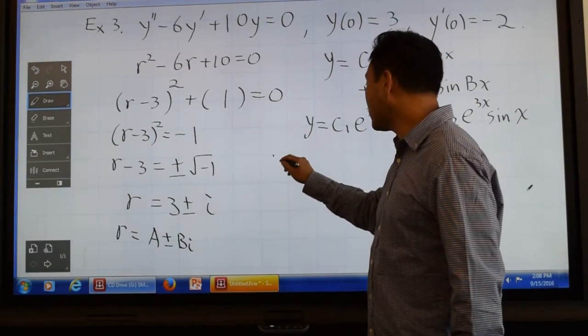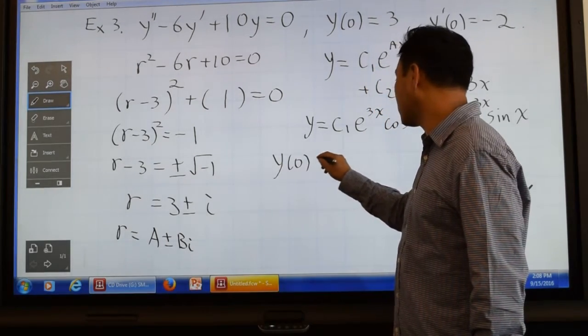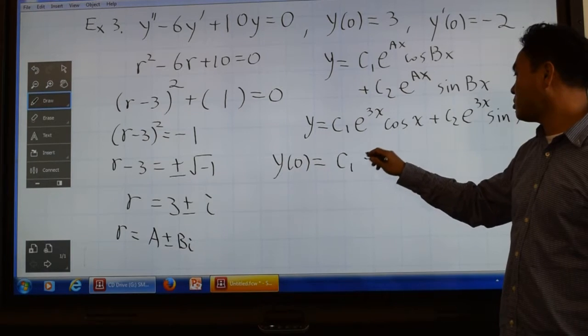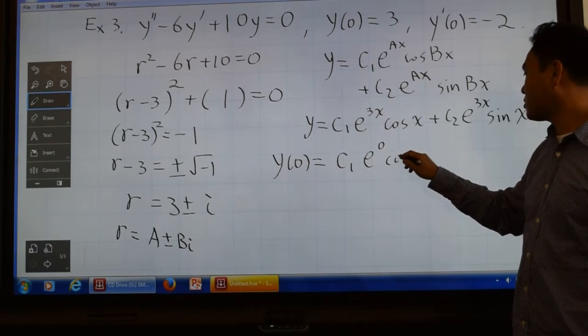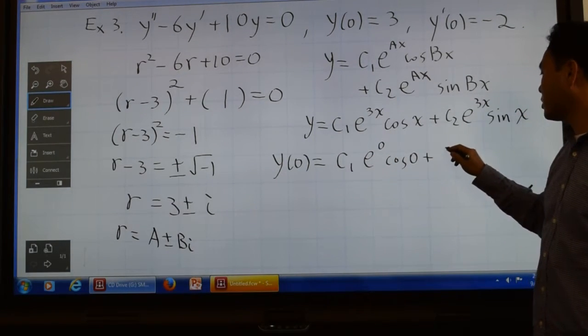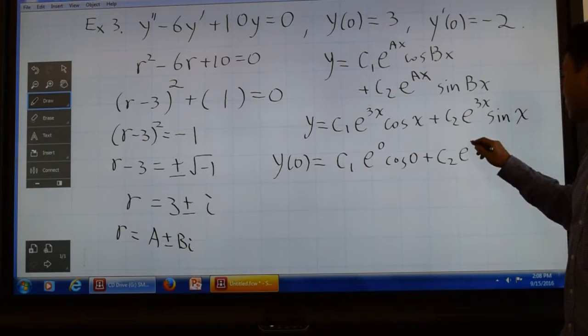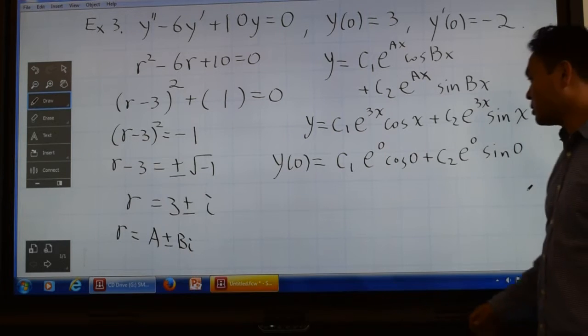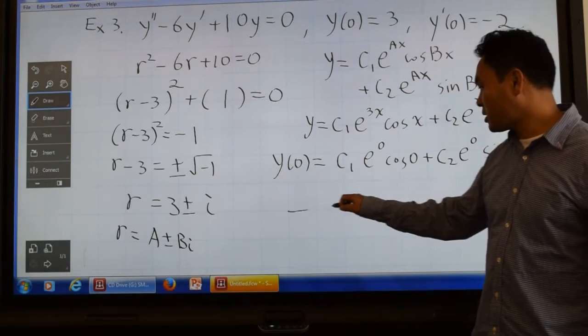First, y of 0. What's that? y of 0 is C1 times e to the 0 cosine 0 plus C2 times e to the 0 sine 0. Okay, what's cosine 0? 1. And sine 0? 0.